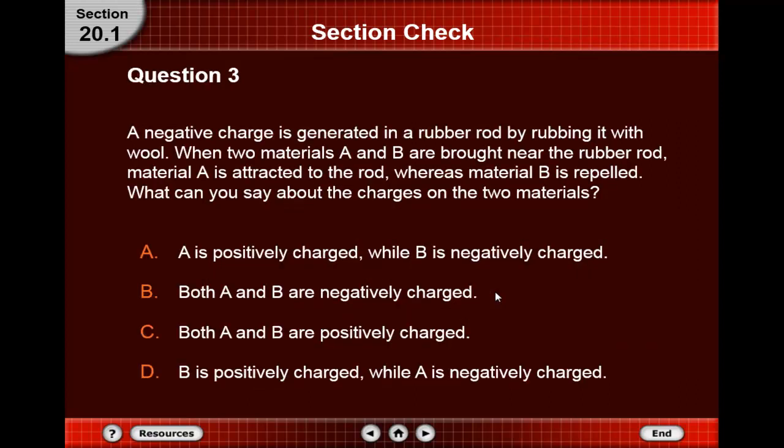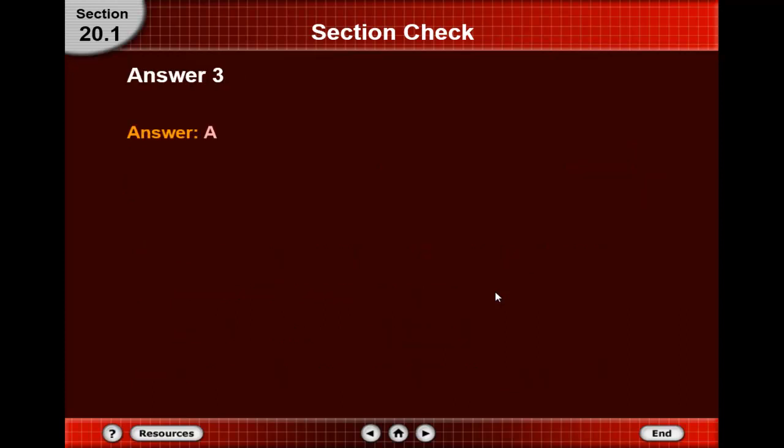Question number 3. A negative charge is generated in a rubber rod by rubbing it with wool. When two materials A and B are brought near to the rubber rod, material A is attracted to the rod, whereas material B is repelled. What can you say about the charge on the two materials? A is positive while B is negative. Both A and B are negative, or both A and B are positive. B is positive charge, A is negative charge. Which one is correct? So the answer is A.